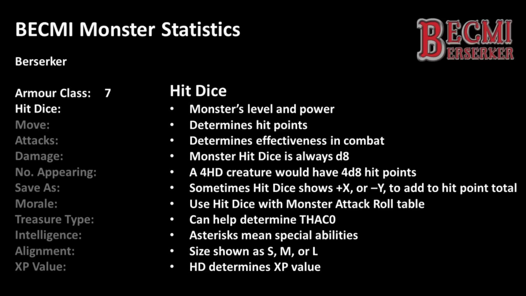So as I'm demonstrating a Berserker here, their hit dice is 1+1 with an asterisk. We can also see that Berserkers are man-sized, at least these Berserkers are. So if I was to determine this Berserker's hit points, I would roll 1d8 and add 1. The asterisk is telling me a Berserker has a special ability, which when I check is that they get +2 to their hit rolls due to their ferocity.